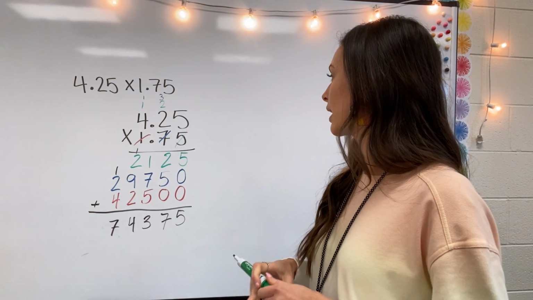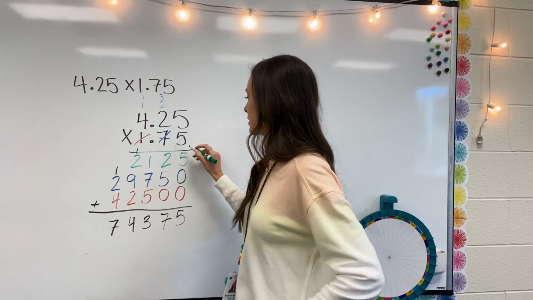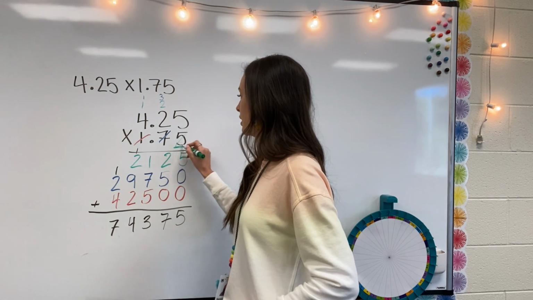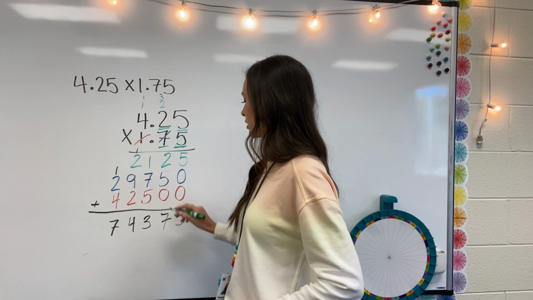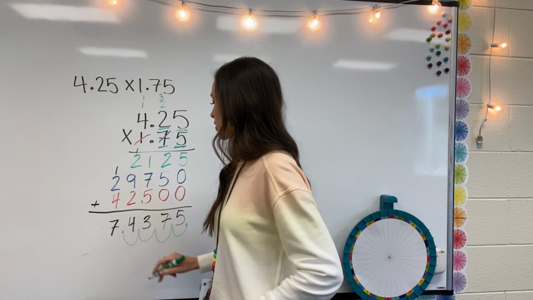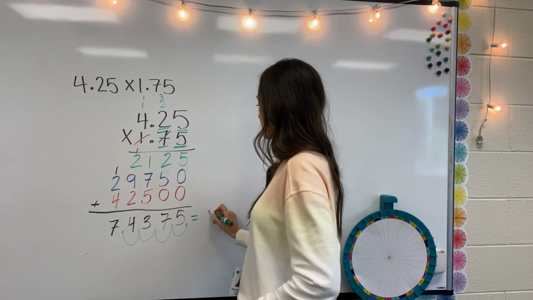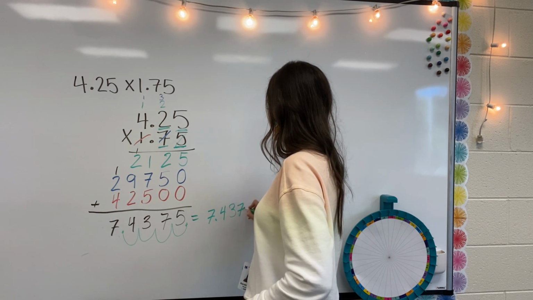So now I need to count my places behind the decimal. And we should notice that we've got 1, 2, 3, 4. 1, 2, 3, and a 4. So our solution, our product is 7.4375.